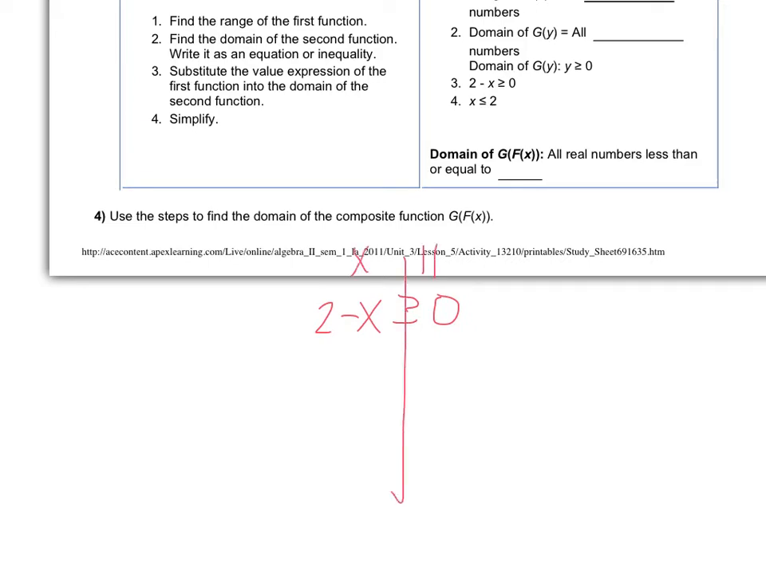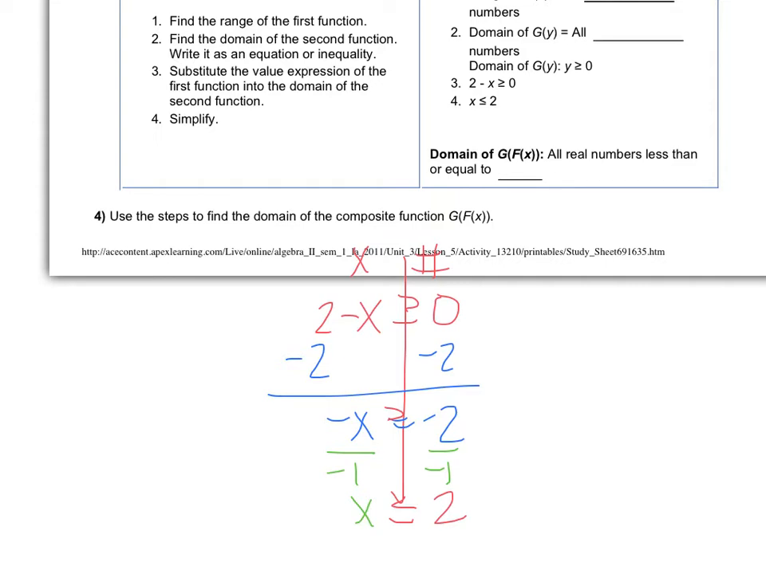I want x's on one side, my number on the other side. First thing I'm going to do is subtract 2 from both sides. So negative x is greater than or equal to negative 2. And I'm going to divide both sides by negative 1. So x is now less than or equal to positive 2. The reason it's less than or equal to is because whenever I divide by a negative, I always switch the direction of my inequality sign. So my domain has to be x's that are less than or equal to 2.